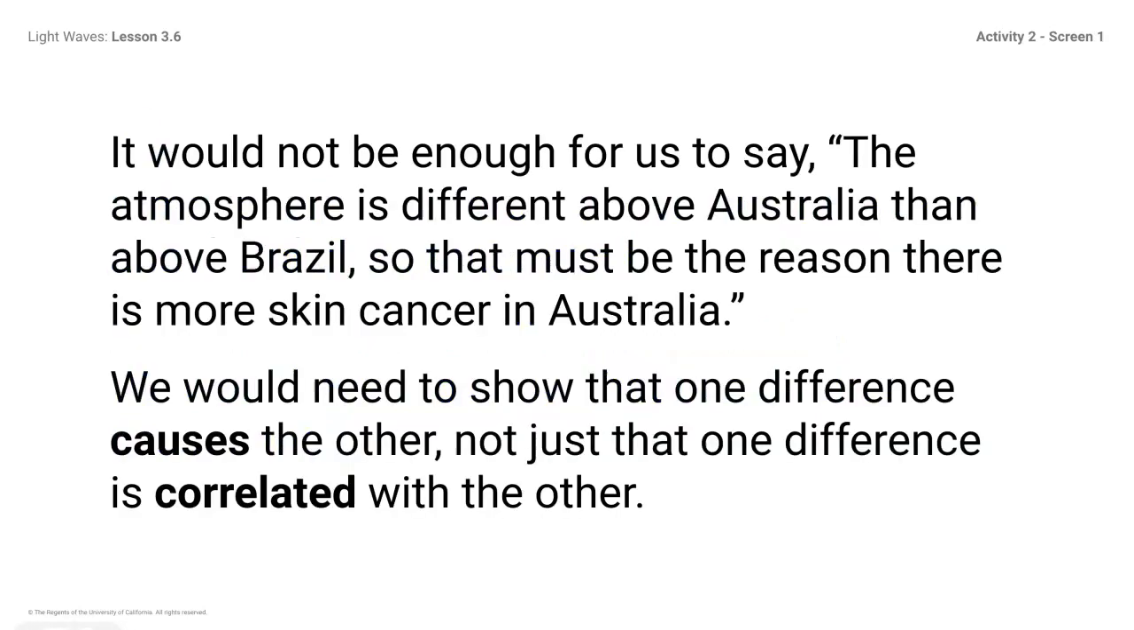It would not be enough for us to say the atmosphere is different above Australia than above Brazil, so that must be the reason there is more skin cancer in Australia. We need to show that one difference causes the other, not just that one difference is correlated with the other. We need to show a cause and effect relationship here.